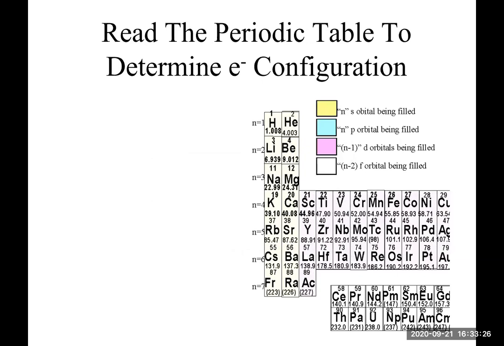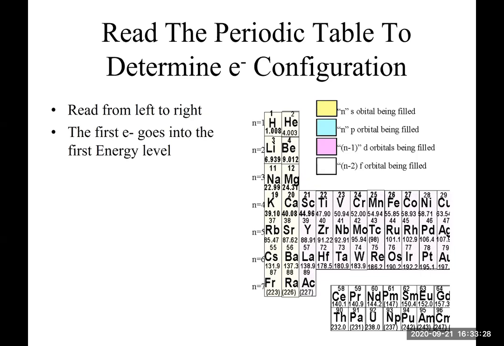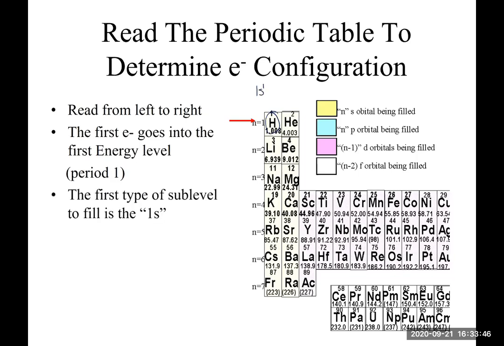So let's determine the electron configurations for period 1, for example. If we were determining the electron configuration for hydrogen, it would be 1s1. For helium, 1s2.